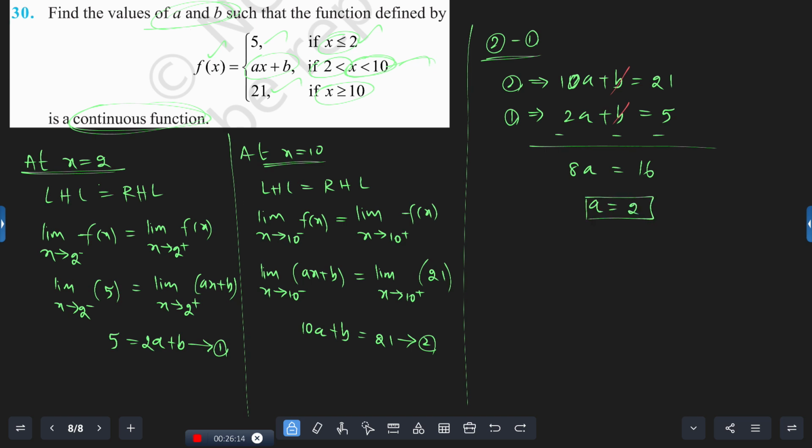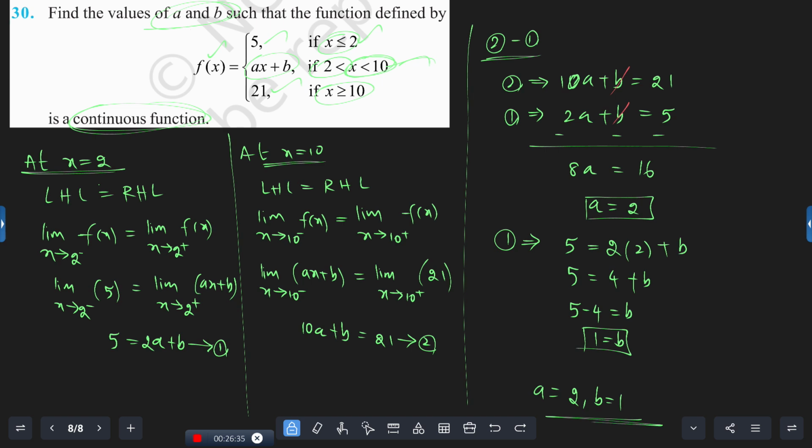Take the a value and substitute it in either equation 1 or 2. I am taking 1, so 5 is equal to 2 into the a value 2 plus b. 2 twos are 4, so b is equal to 1. Therefore the a value is 2 and the b value is 1. That's it. That is our required answer. Understand?